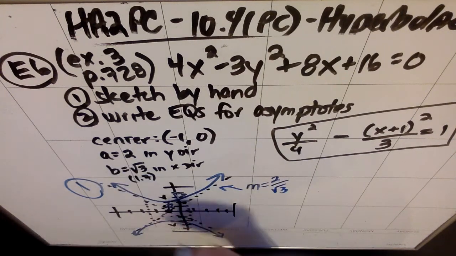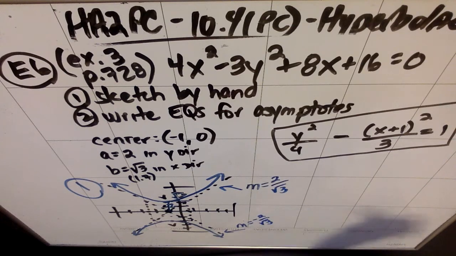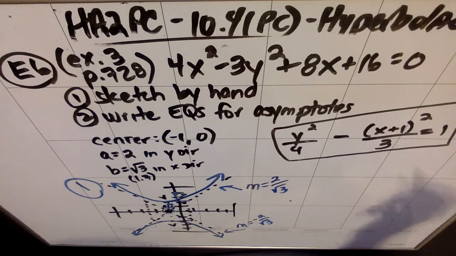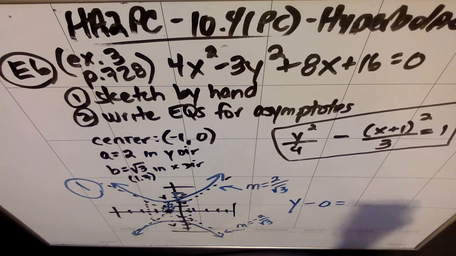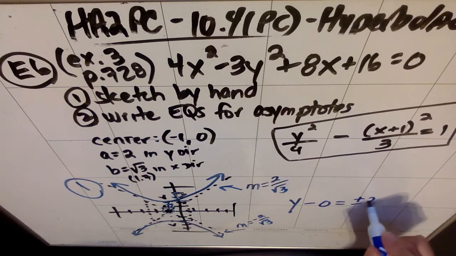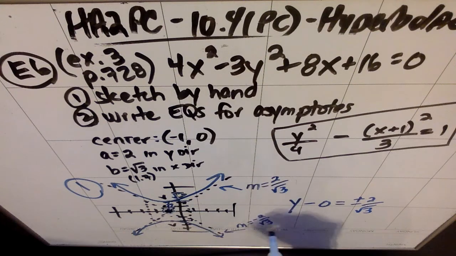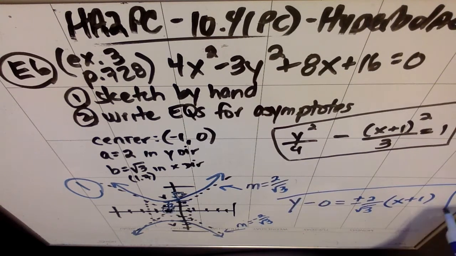And this line over here, the one going in the other direction, has a slope of negative 2 over root 3. So essentially, for my asymptote equations, I use the center as the only point that occurs for both of them. So y minus the y value, which is 0, equals the slope, which is going to be plus or minus 2 over root 3, because this line has a positive slope and this one's the same slope but negative, times x minus a negative 1, which would be x plus 1. So those are the equations of my asymptotes.